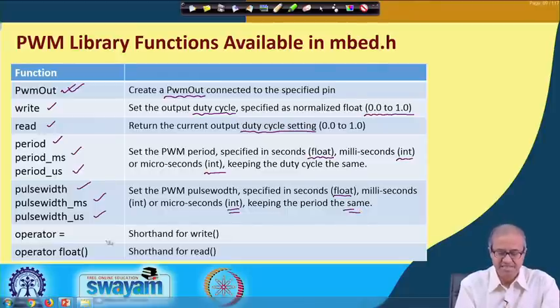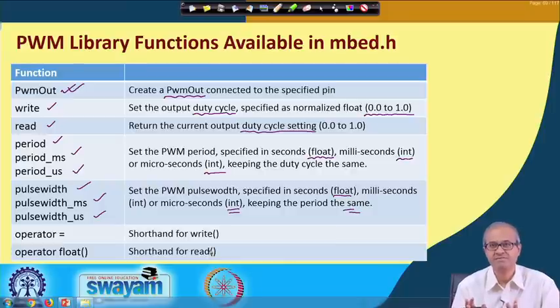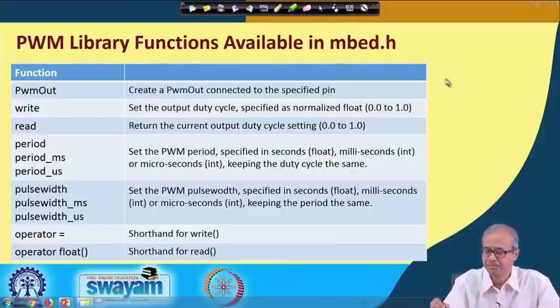Now, for write, there is a shortcut. If you straight away give the name of that object and equal to something, that is equivalent to write. And just the name of the object if you use in an expression, that is equivalent to read. These are shortcuts. Okay. So, here we will take some examples of how to use them.